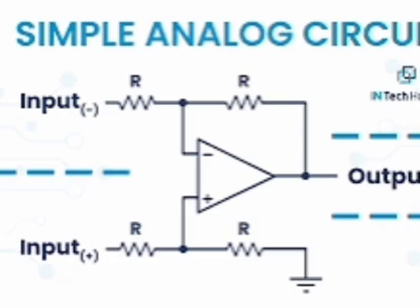Common base amplifier. Input impedance Zin equals RE dash. Voltage gain A equals Vout by Vin equals RC by RE dash. Output impedance Zout equals RC.